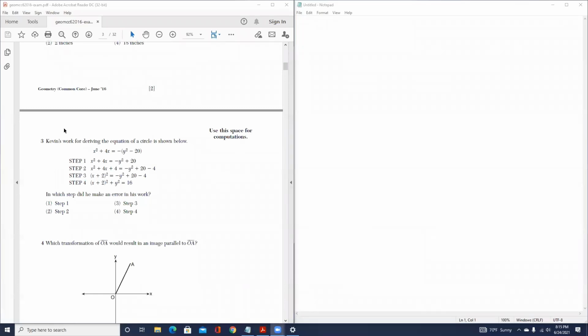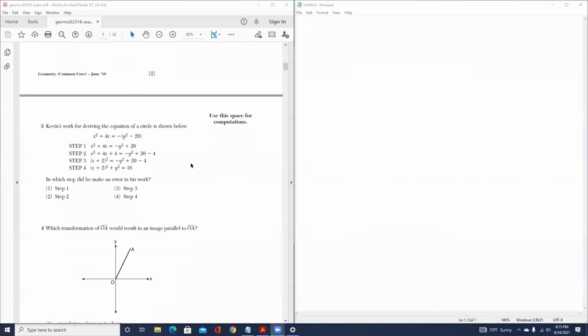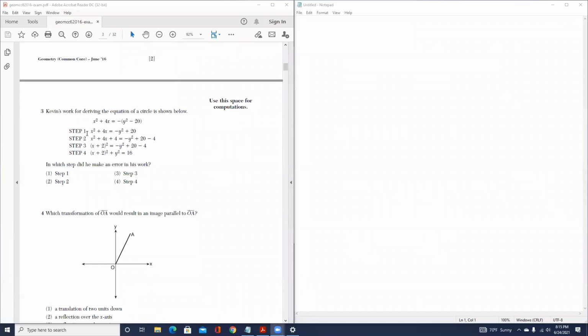Question 3. Kevin's work for deriving the equation of a circle is shown below. In what step did he make an error in his work? So this question is obviously theoretical. You just have to point out the error that Kevin makes. And the error actually occurs in step 2.